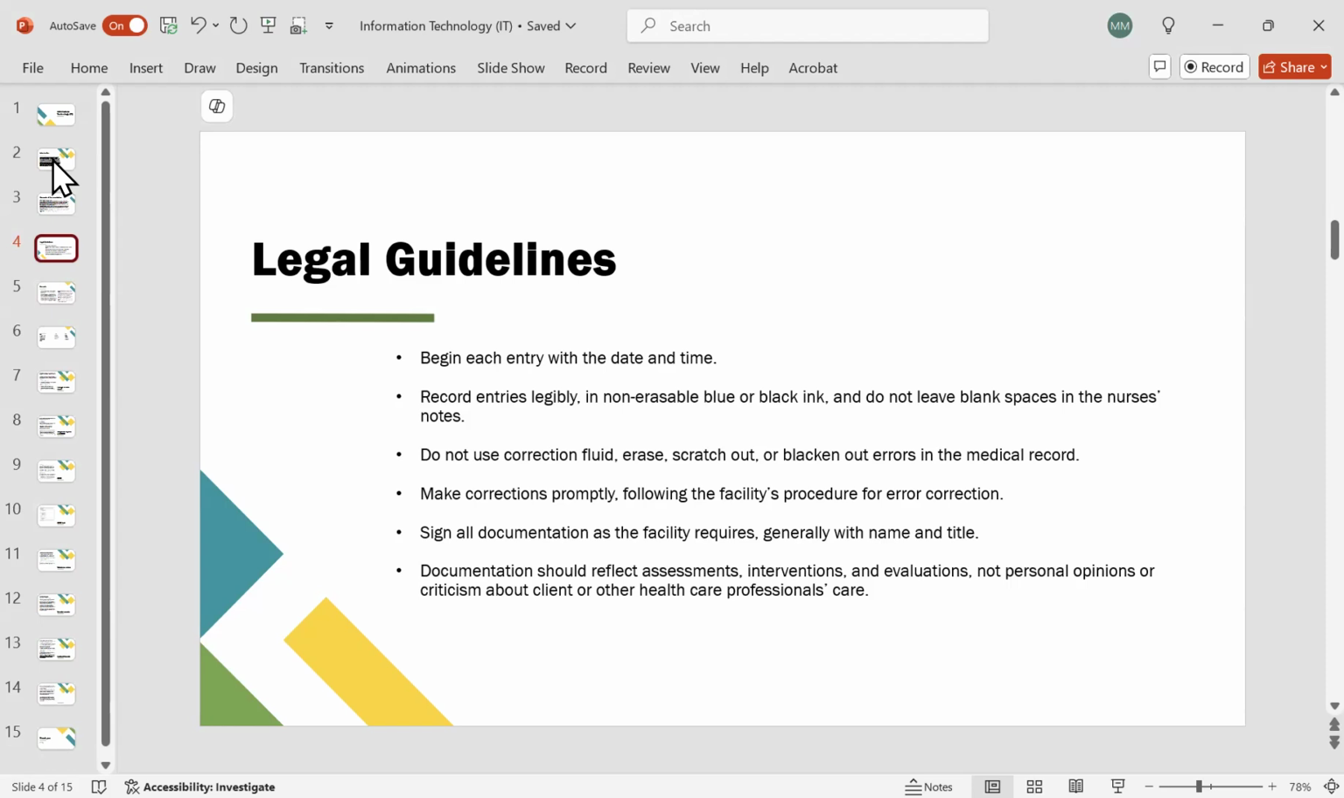I promise you. So don't do that. Make sure everything is signed. Facilities have different guidelines that vary a little bit, so make sure you follow facility guidelines. And again, no personal opinions.